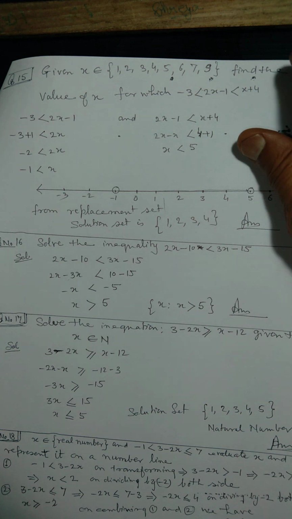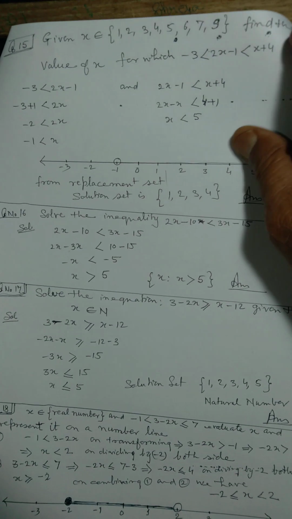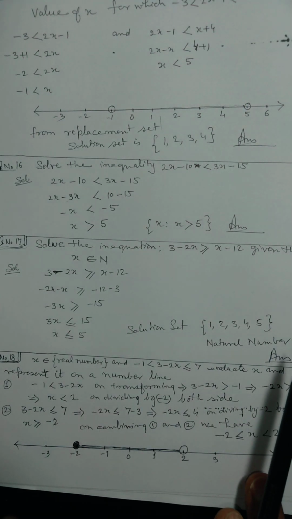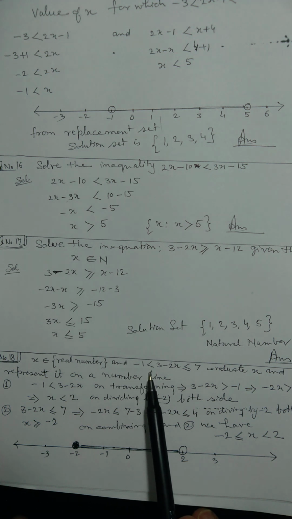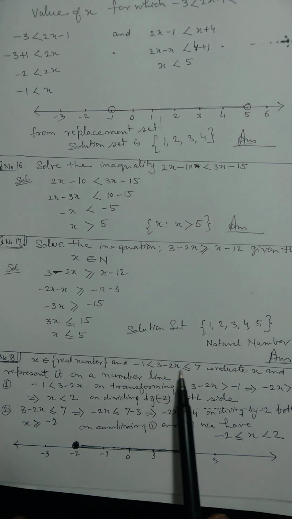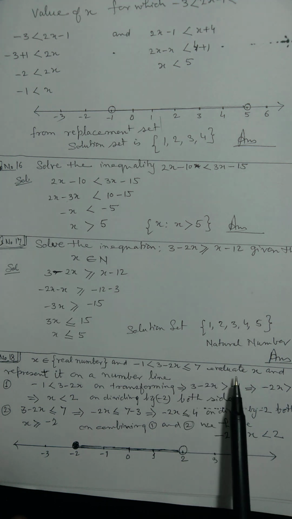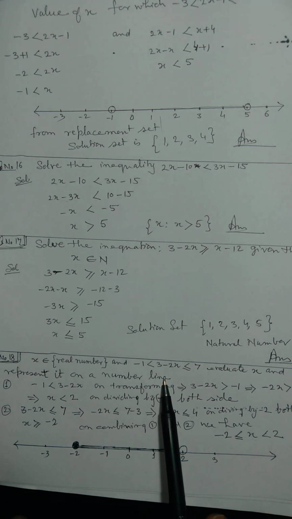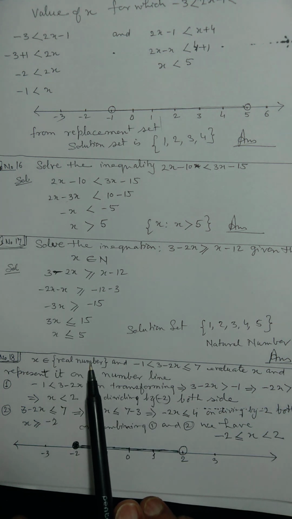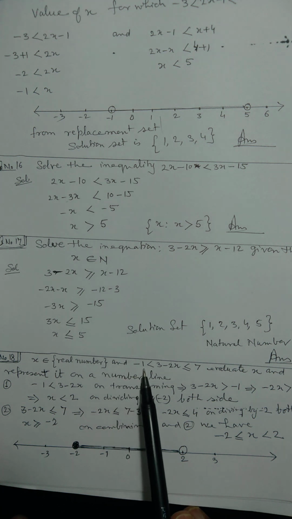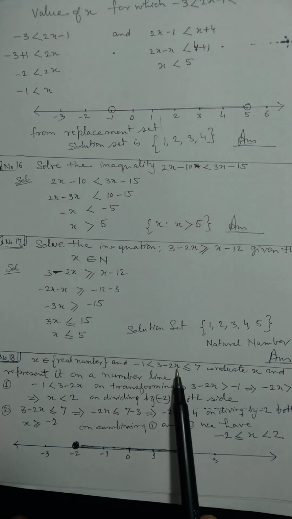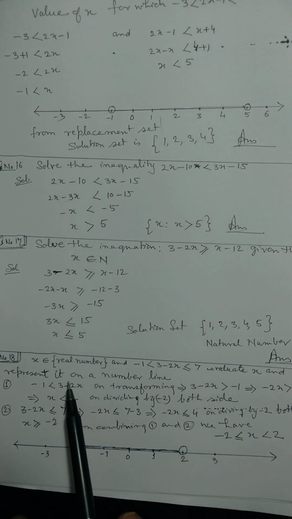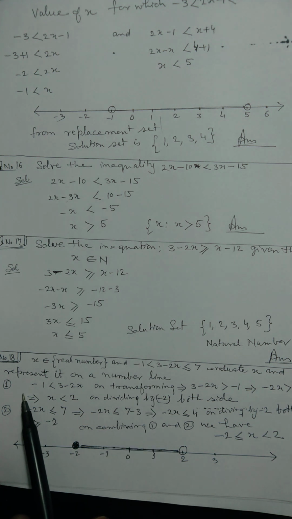Now proceed to the question number 18. X belongs to real number and minus 1 is less than 3 minus 2x and less than or equal to 7. Evaluate x and represent it on the number line. I repeat the question again. X belongs to real number and minus 1 less than 3 minus 2x less than or equal to 7. Evaluate x. Represent it on the number line. It is the first part.